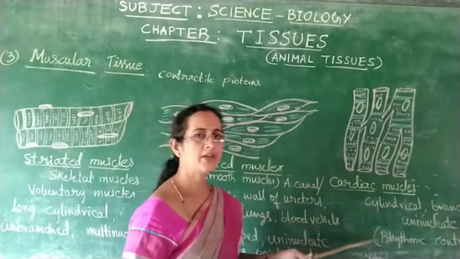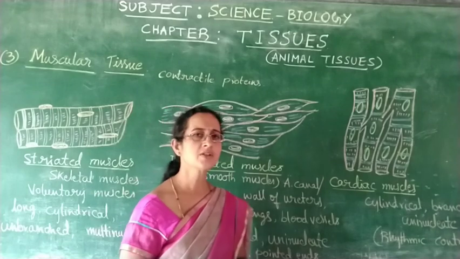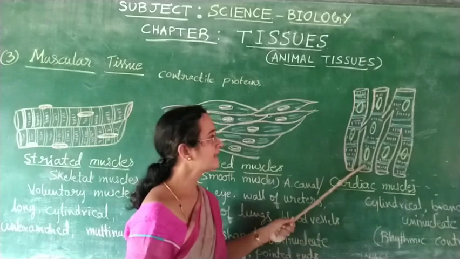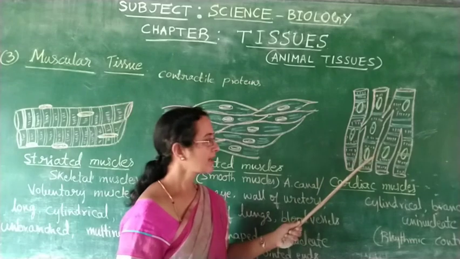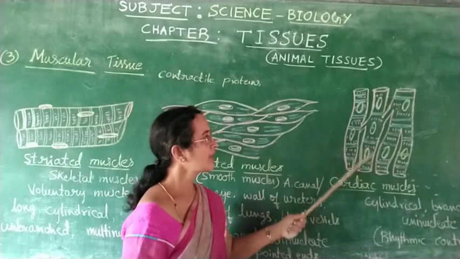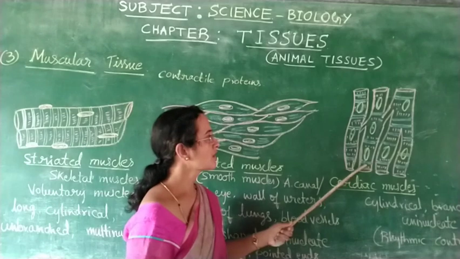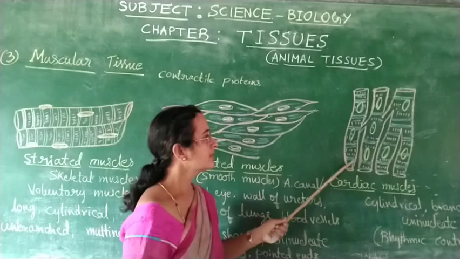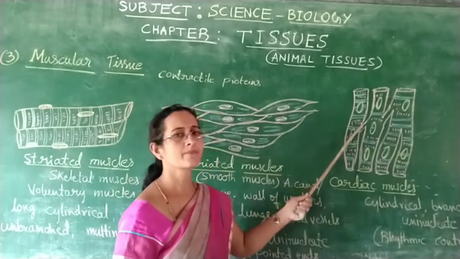Coming to the third and very important type of muscular tissue, called cardiac muscles, these are exclusively found in the heart only. These cardiac muscles are cylindrical in shape. This shows branches with striations, and these are uninucleate. The cells are attached to one another and you can distinctly see a nucleus in each cell. So what is the characteristic feature of cardiac muscle? These are striated muscles but you can see the branches here.